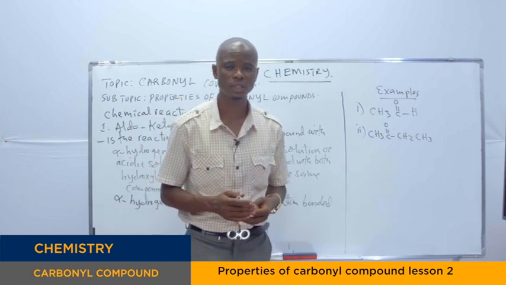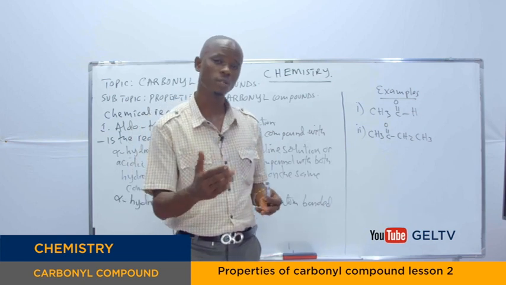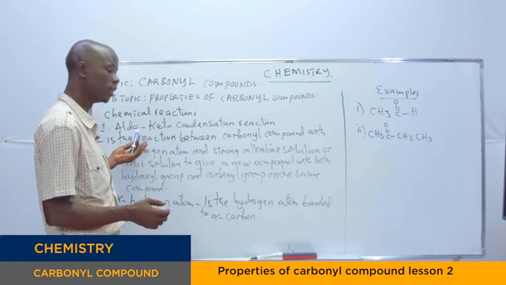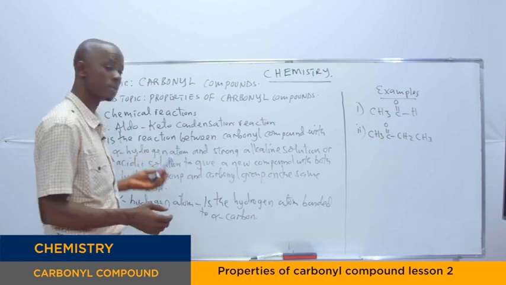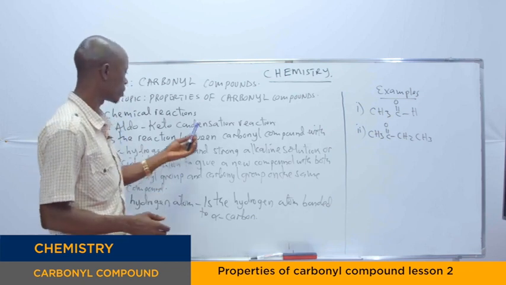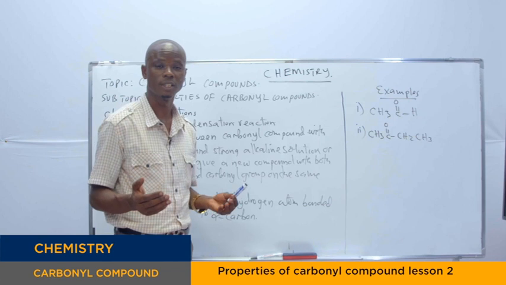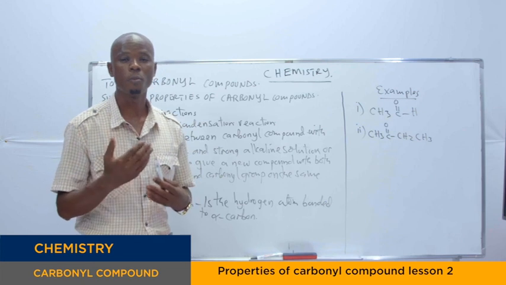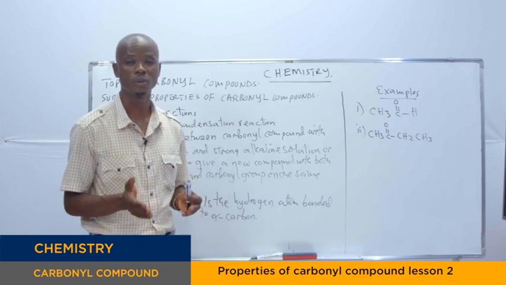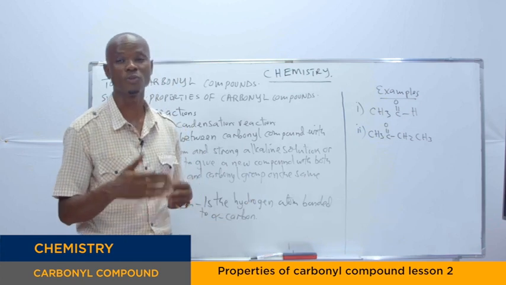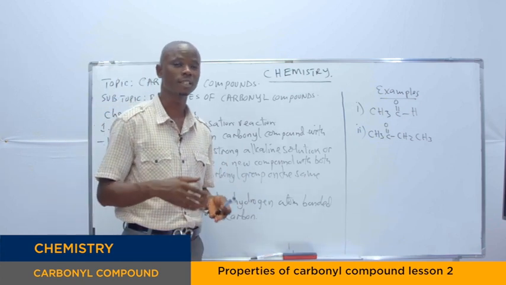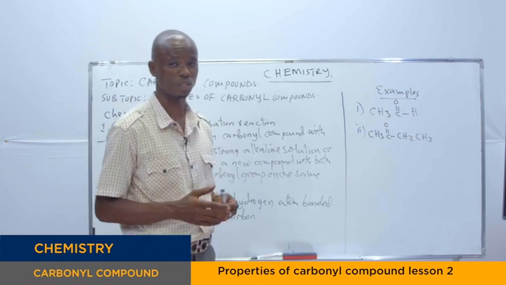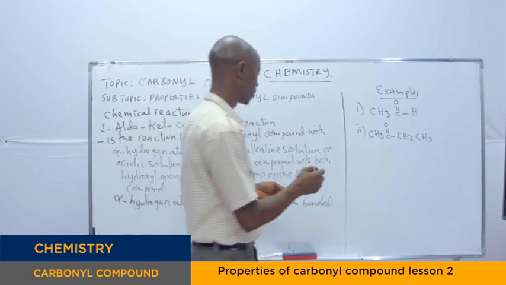Now, my dear students, we can proceed with our discussion to see more explanation concerning the aldol-keto condensation reaction, because here there are two terms. We have aldol and keto. Aldol represents aldehyde, keto represents ketone. But condensation reaction, I'm sure that you can tell what it is all about. It is the combination between two or more molecules, either of the same compound or different compounds, with involvement or without involvement of simple molecules like water, hydrogen chloride, and so on. So here we have aldol condensation and we have keto condensation. Let's start with aldol condensation.